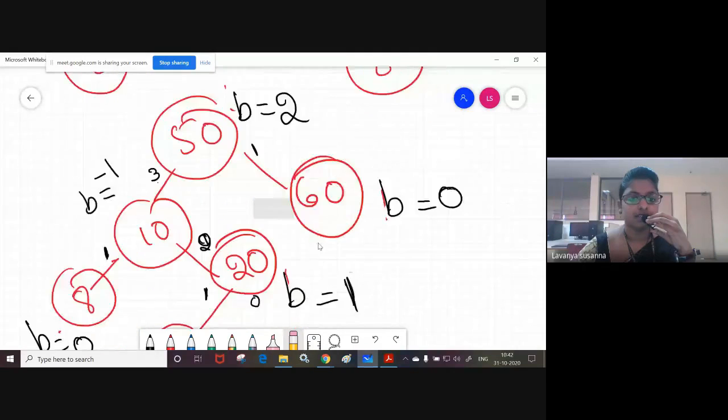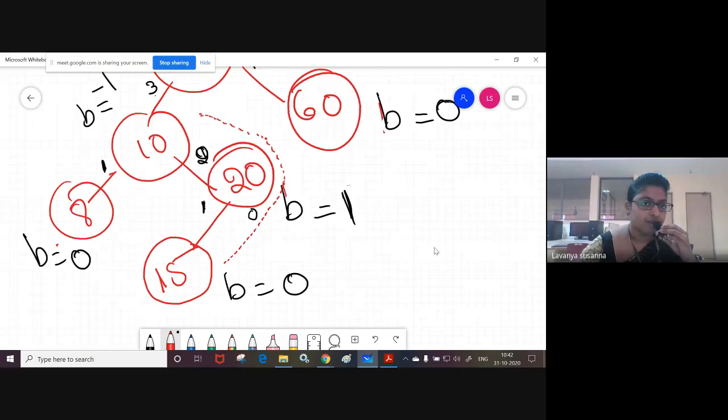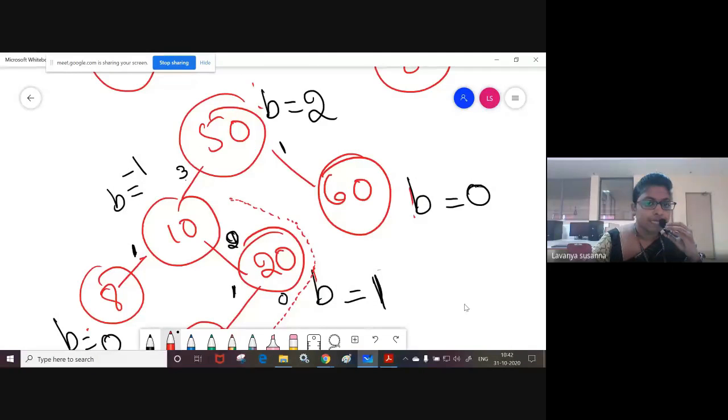Okay. See, 15 has been inserted, right? Now you need to traverse from 15 to the root node. While traversing, check whether any node is imbalanced. Traversing from 15 to node 20, B equals 1 only. Traverse again to node 10. For node 10, B equals 1 only. Then traverse up to the root node. But coming to the root node, B equals 2.